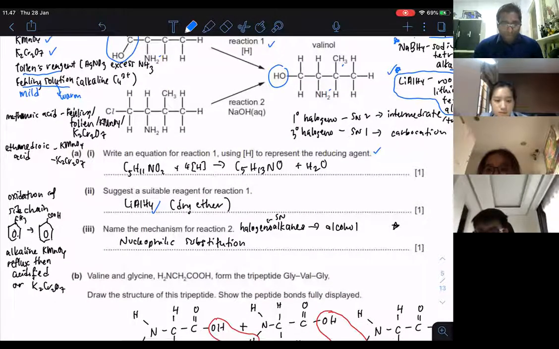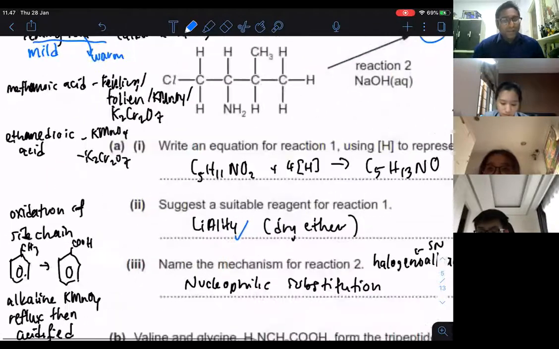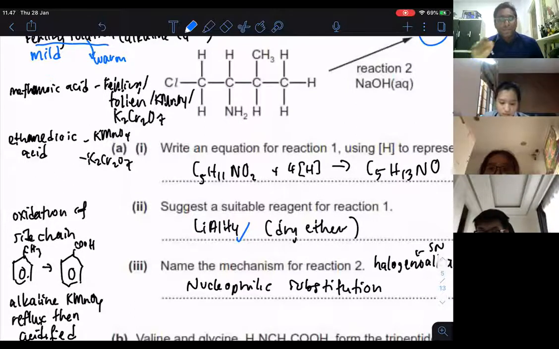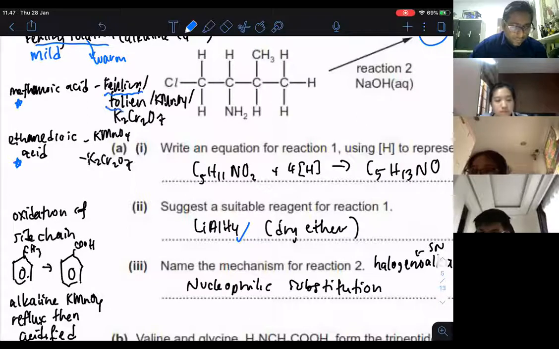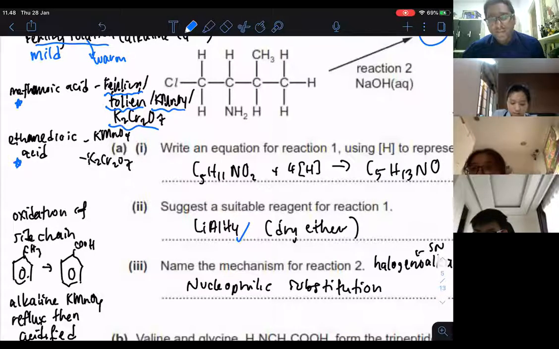Now for the oxidation part, we also learned that in A2 you can oxidize. Generally carboxylic acid cannot be oxidized, but you can oxidize two types of carboxylic acid. One is methanoic acid, another one is ethanedioic acid. Now, methanoic acid is very easy to oxidize. You can even use mild oxidizing agents such as Fehling or Tollens, or you can use the strong oxidizing agent. So methanoic acid can be oxidized with any oxidizing agents. But for ethanedioic acid, you need very strong oxidizing agent. You cannot use Fehling, you cannot use Tollens. You must use KMnO4 or K2Cr2O7, acidified generally, yeah, the condition. Okay, this is going to be what we learn in A2.